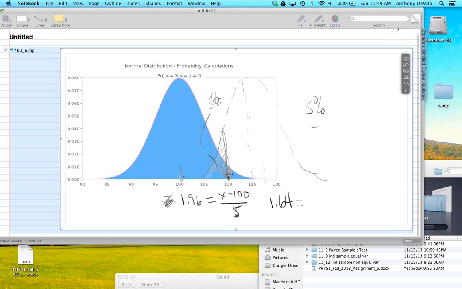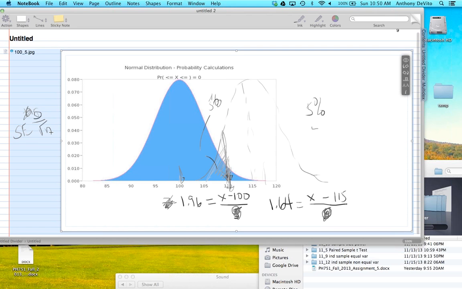So that I'm using the same x, I'm looking for the same number here. So I'm going to say x minus, well, in this case, it's 115, over the same standard deviation. I'm assuming the same standard error for both groups, over 5. Okay, well, how did I get that 5? That 5 was actually derived from the standard deviation of the population. The standard error was equal to the standard deviation of the population over the square root of the sample size, right?